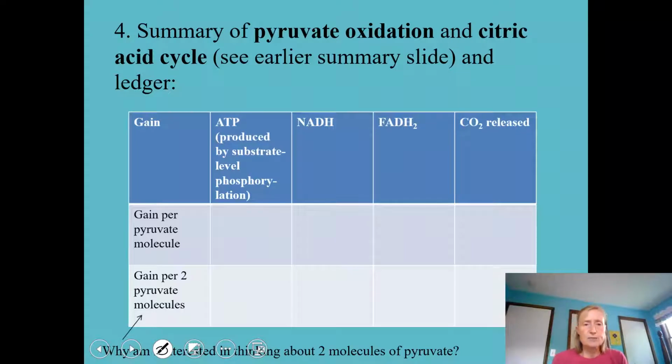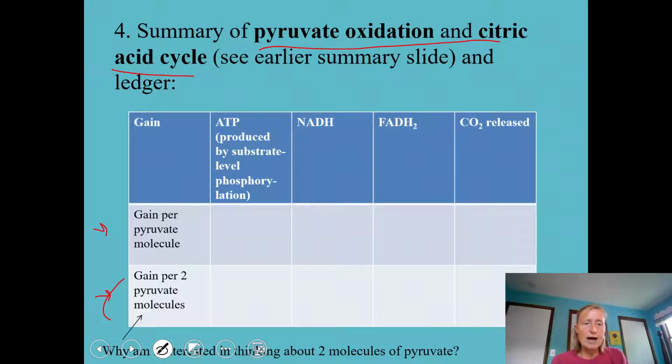Okay. Let's do some summarizing, actually, of the products that we've gotten. So we're going to summarize how many products we've made during pyruvate oxidation and the citric acid cycle, both of those. And first we're going to think about the gain per pyruvate molecule, but we're really interested in the gain per 2 pyruvate molecules if we're following one molecule of glucose going through aerobic cellular respiration. So we're going to double everything and think about this bottom part of the chart. That's really the most important for our purposes.